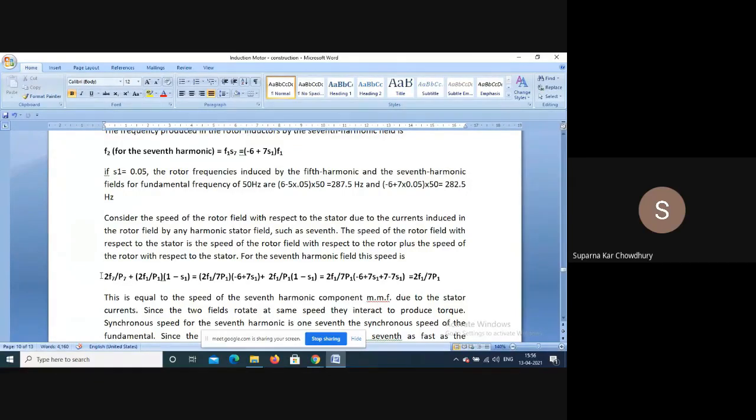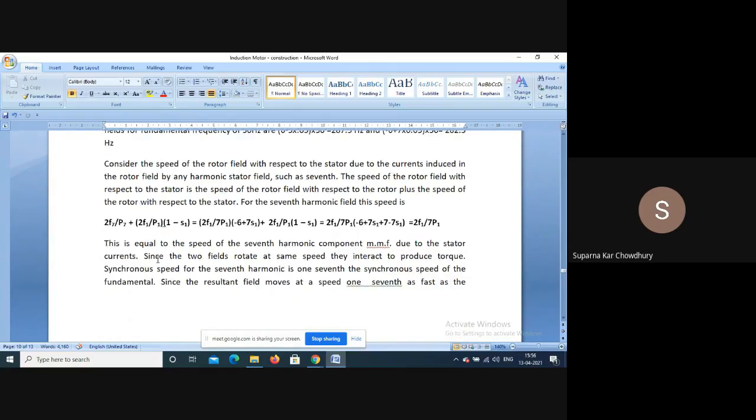This is the speed of the rotor field with respect to the stator: the speed of the rotor field with respect to the rotor, plus the speed of the rotor with respect to the stator. So adding, it will give 2f1 by 7p1.